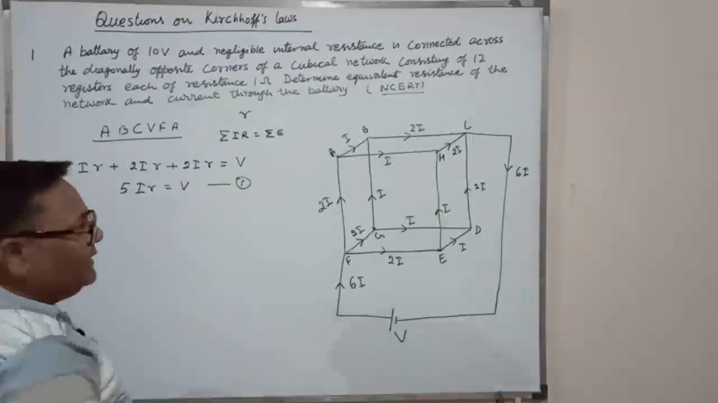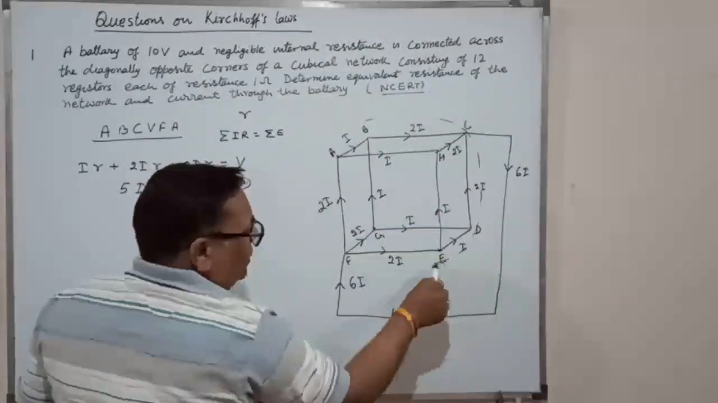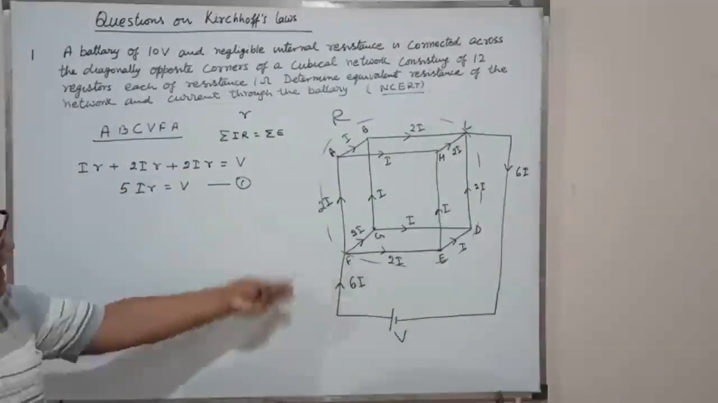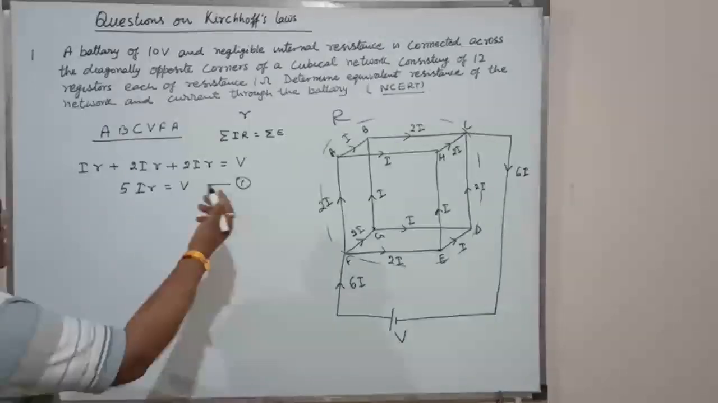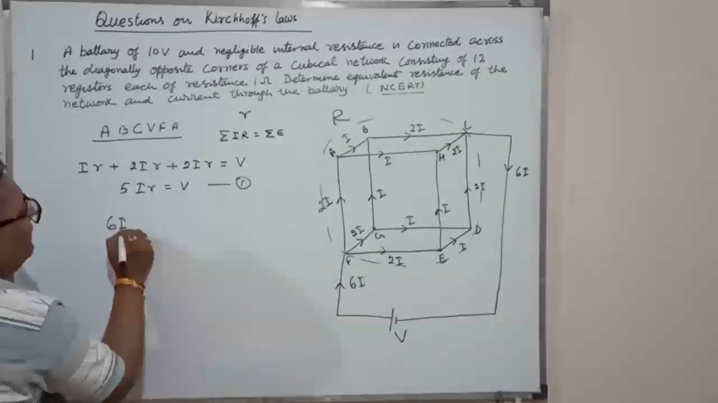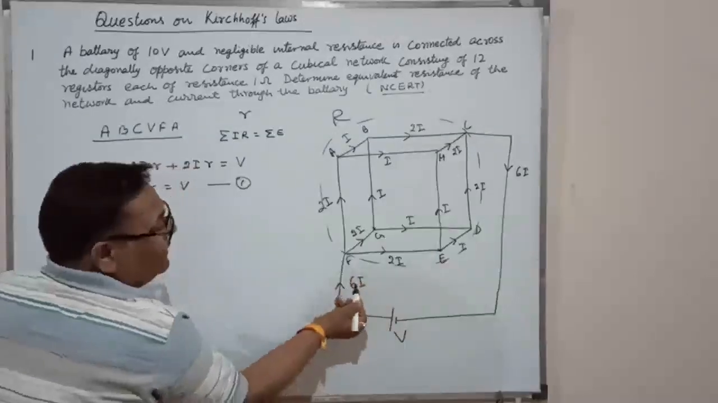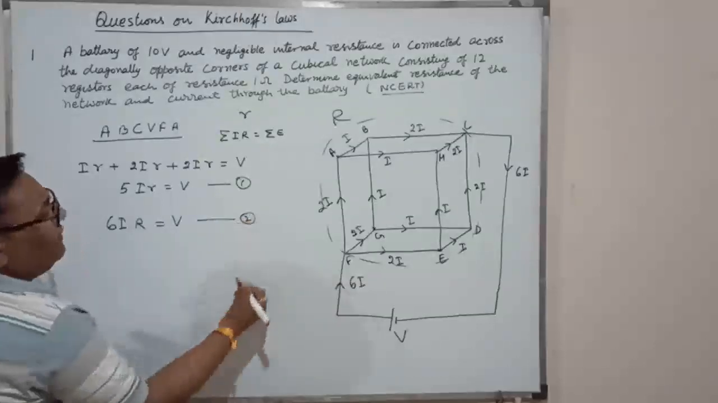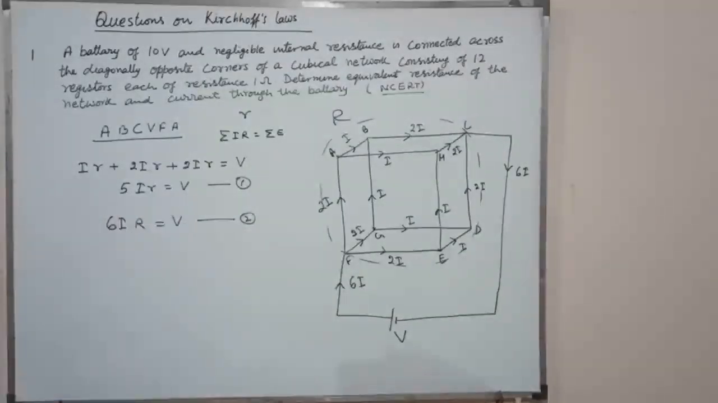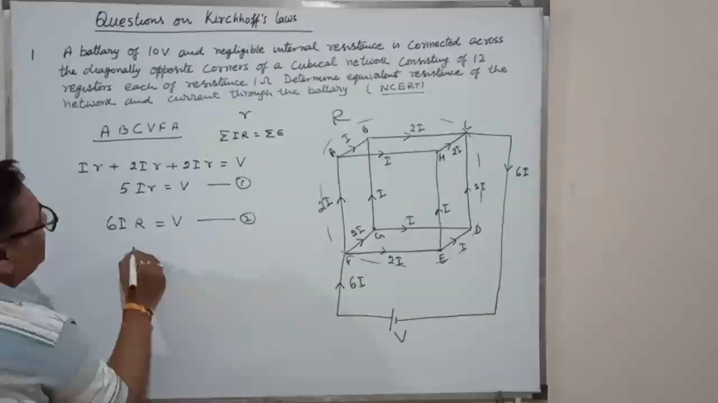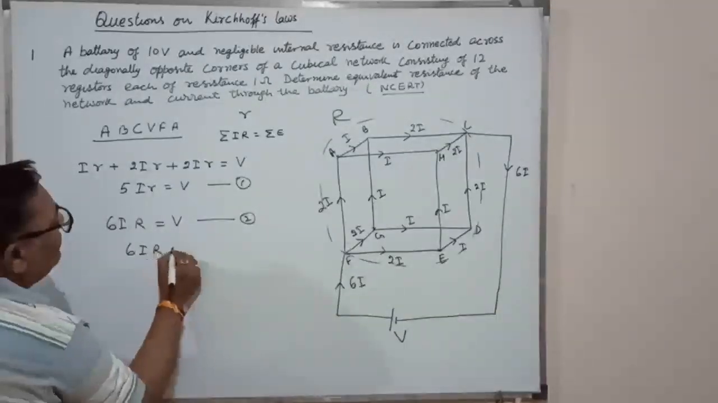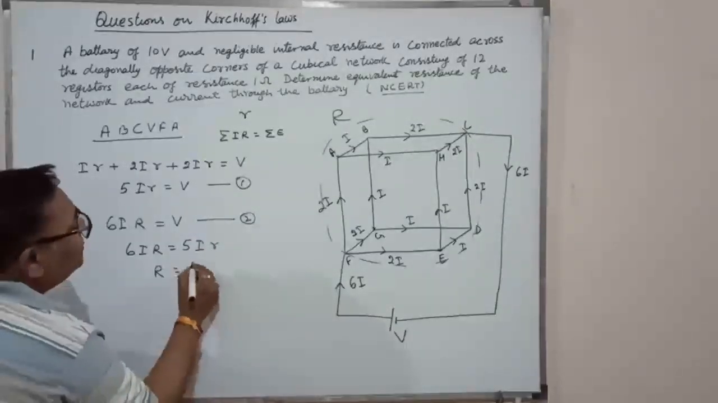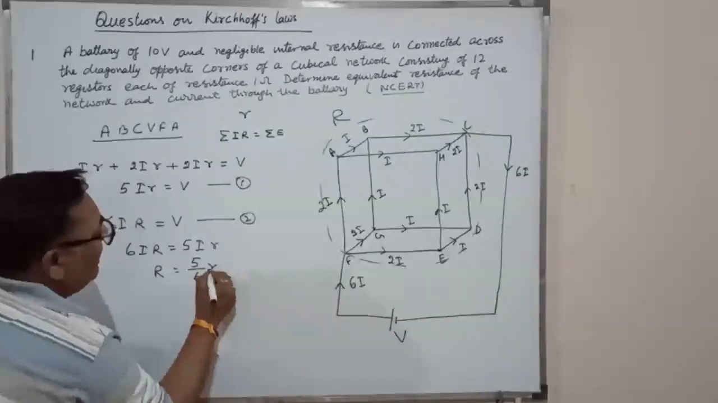Now let the total resistance of this whole network be R, capital R. Then again apply Kirchhoff's second law. The total current of this network is 6I. 6I into R is equal to V. This is equation 2. Then from equations 1 and 2, 6IR is equal to 5I into r, or R is equal to 5 by 6 r.